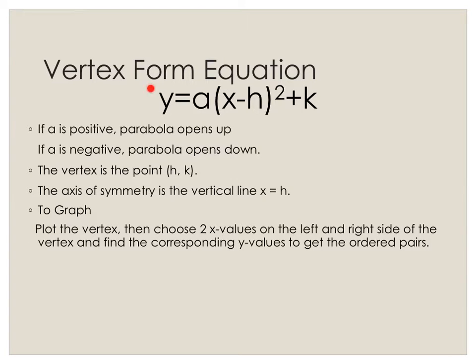Vertex form of an equation. Vertex form we've also seen before. It's y equals a times the quantity x minus h squared plus k. When our equation is in vertex form, we can immediately find the vertex, which is the point (h, k). And again, just like before, if a is positive, the parabola opens up. If a is negative, then it will open down. And the axis of symmetry, when in vertex form, is x equals h.